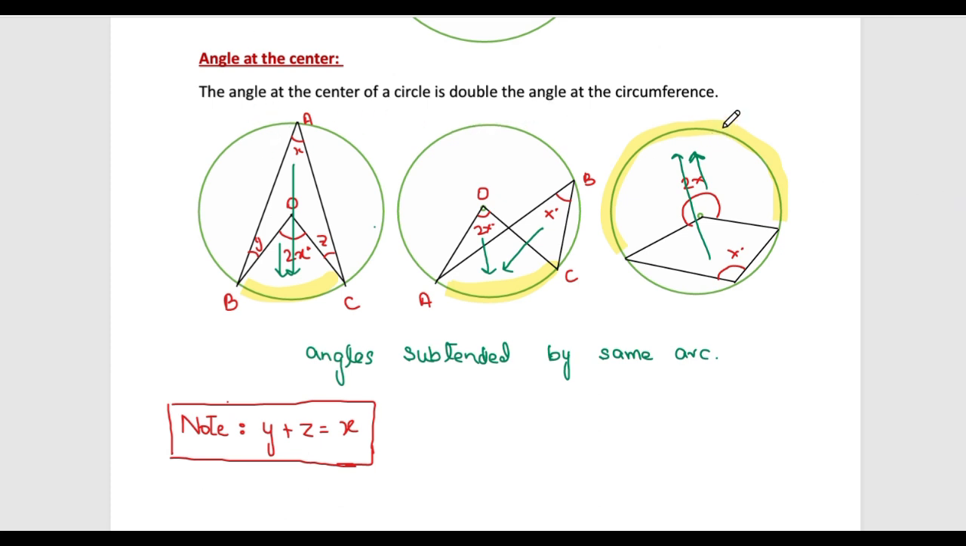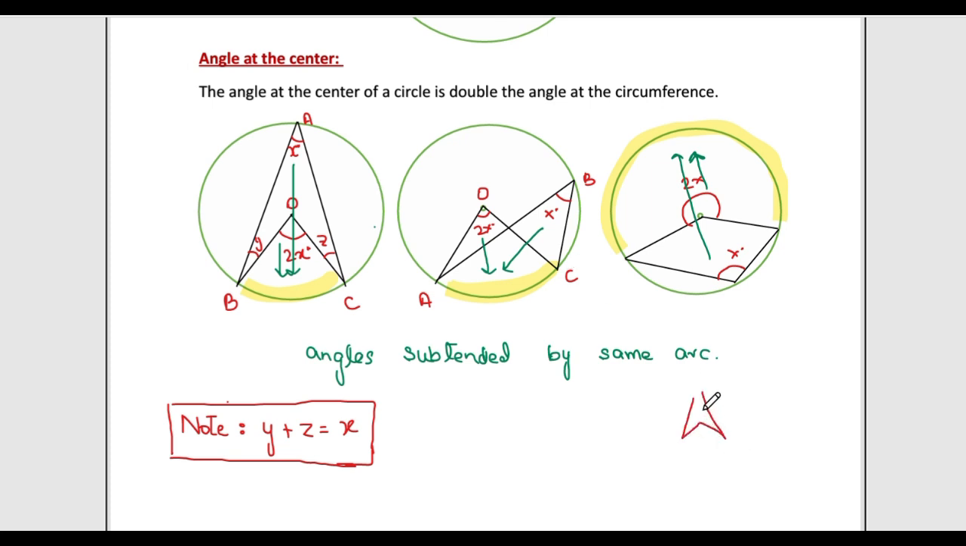Coming to the next property again. This property says that the angle at the center of the circle is double the angle at the circumference. That means the angle which is subtended at the center like this, and there is another angle which is subtended by the same arc but somewhere else, the angle at the circumference would be half the angle at the center. And you can remember this property by this arrow shape. Whenever you see this arrow shape, you can remember the property that the angle at the center is twice the angle at the circumference.